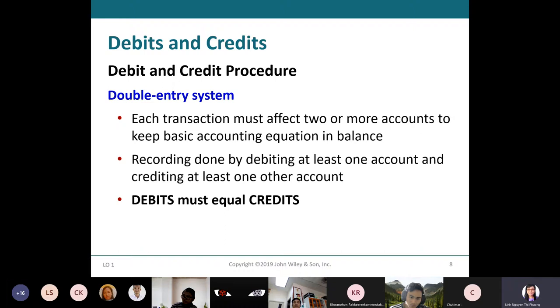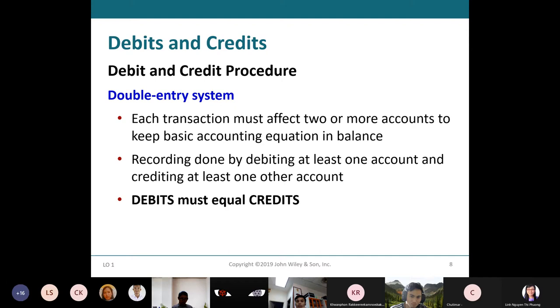And remember that debits must always equal credits. So you cannot debit everything with no credit, okay? You always have to debit at least one account and credit at least one other account. This one we call the double entry system, okay? Double entry system. Remember, debits must always equal credits.